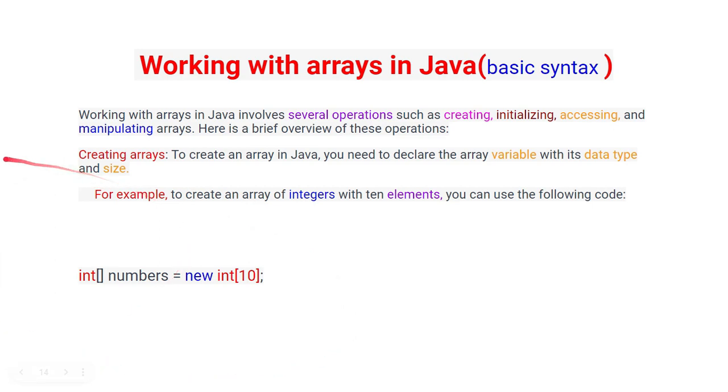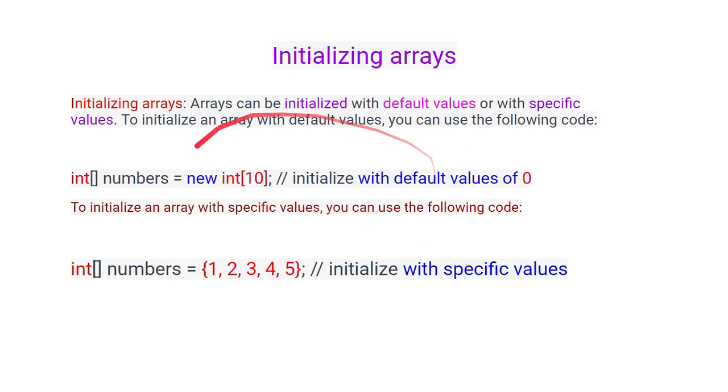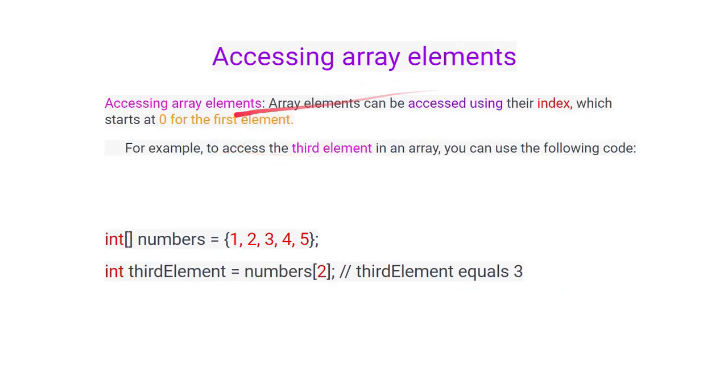Working with arrays in Java involves several operations such as creating, initializing, accessing and manipulating arrays. Here is a brief overview of the operations. To create an array in Java, you need to declare the array variable with the data type and size. For example, create an array of integers with elements, following the code. This is the initialization of the array: int array, new number. This is the initialization part, and this is called initializing with specific values of the array. This is accessing the array. Whenever you access numbers of 2, that is the third element being accessed in the array.